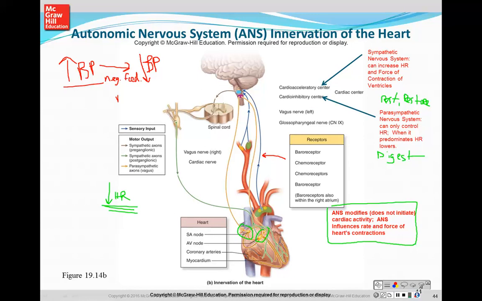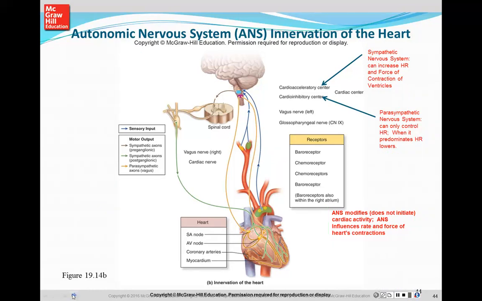Then that's when the parasympathetic system will predominate, and it can control heart rate. Oops, so heart rate will drop. Heart rate will drop, and that will help drop blood pressure back to normal. Okay, so there's a quick little thing on how the autonomic nervous system works, and let's move on to the next slide here.